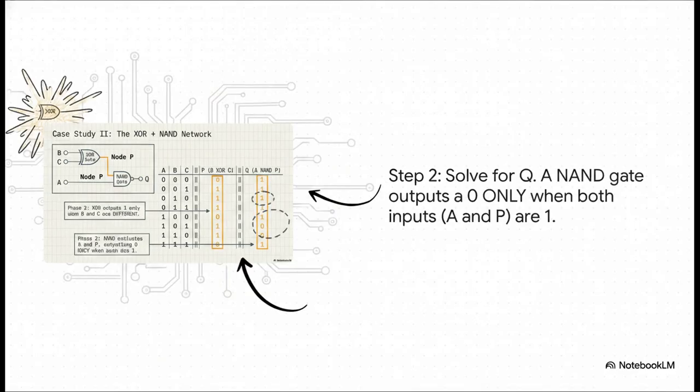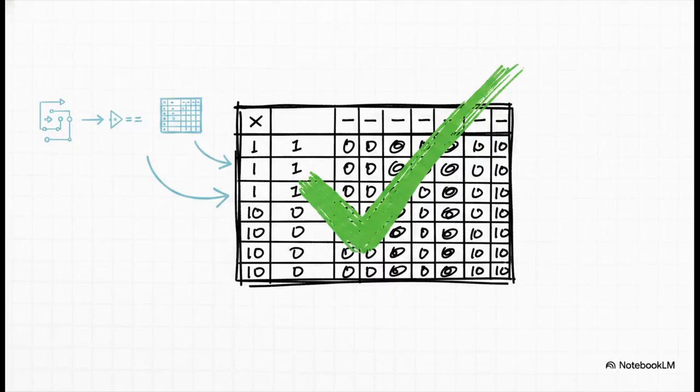And now for the final step. To find Q, we can totally ignore the B and C columns. We only care about the inputs going into that NAND gate, which are column A and our new intermediate column P. And remember the rule for a NAND gate. We're looking for any row where A and P are both 1 because that's the only time it will give us a 0. Every other combination gives us a 1. So we just scan down, find those rows, and mark the Q outputs as 0. All the rest are 1. And there you have it.